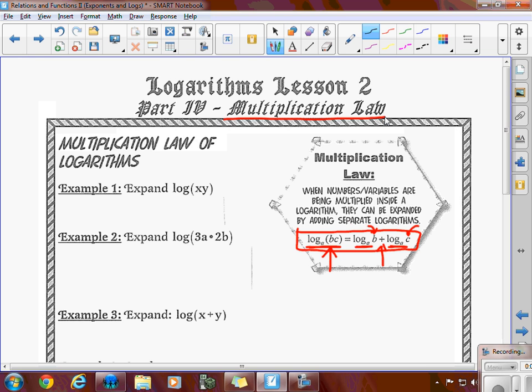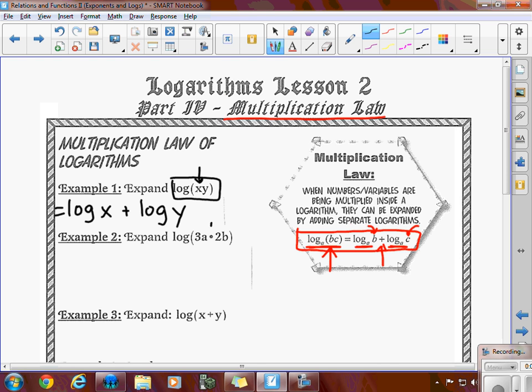So expand log of x times y. Well, right here we can see our stuff is a multiplication. So this simply expands into two separate logs that are being added together, one being log of x, one being log of y. So log of xy is equal to the log of x plus the log of y.